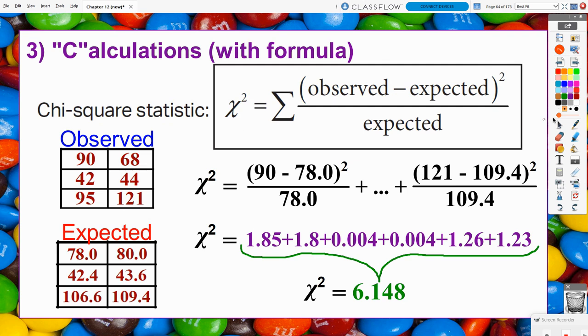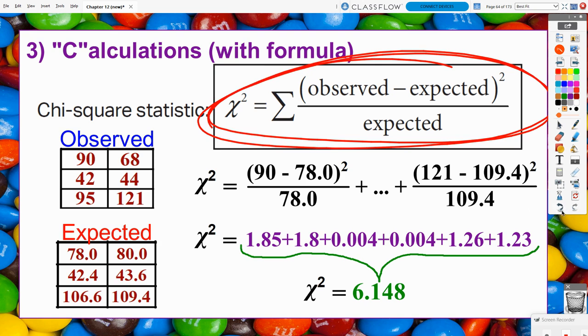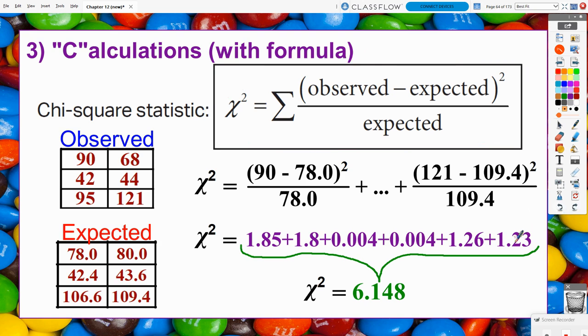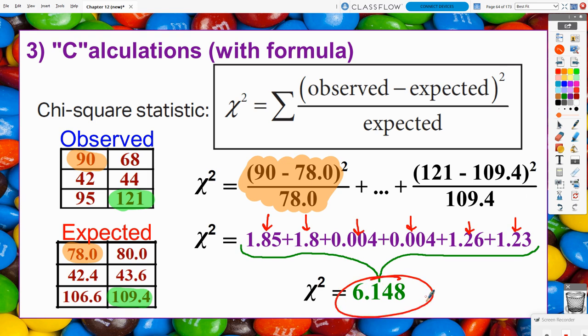Now for the formula, if we want to do this by hand, it's again the same chi-square test statistic formula that we've used for all 3 of our chi-square tests. Observed minus expected, square that difference, divide it by the expected, and you get the individual chi-square value. For my abbreviated work, I started with the top left, did observed minus expected squared over expected, plus ..., and went all the way through to the bottom right corner of my list. I showed what all 6 individual chi-square contributions were here, and then I added them all up to get this 6.148.